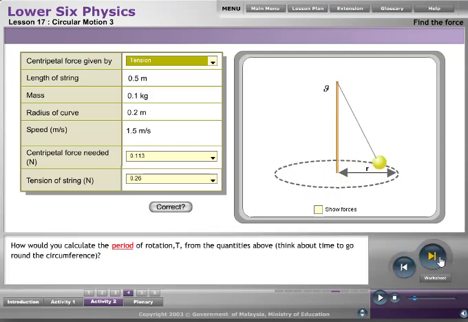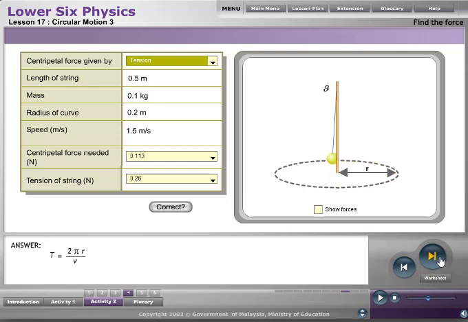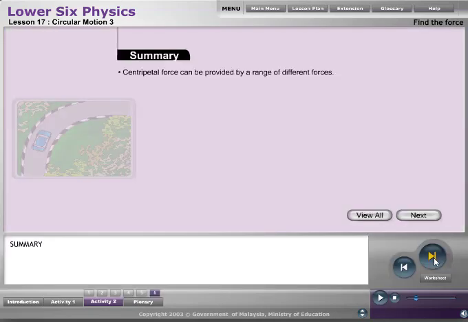How would you calculate the period of rotation, T, from the quantities above? Think about the time to go around the circumference. Answer: T equals 2 pi r over v. Remember, angular velocity omega equals v over r. What would T be in terms of omega? Answer: T equals 2 pi over omega. Summary.